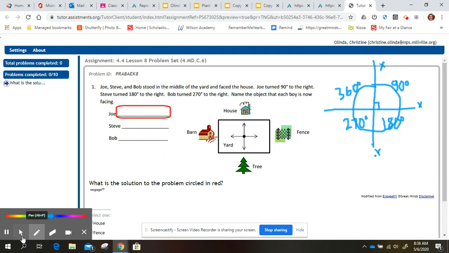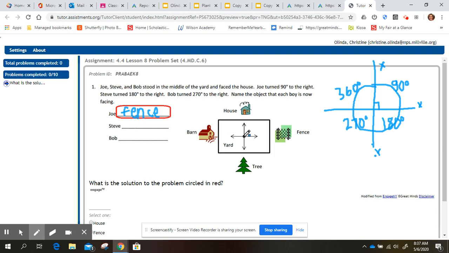All right, so it says Joe turned 90 degrees. So if Joe was standing here in the middle, looking at the house, and he turned 90 degrees, he turned one quadrant. So now he is facing the fence. So I'll just put fence here, and you could probably use this on another piece of paper.